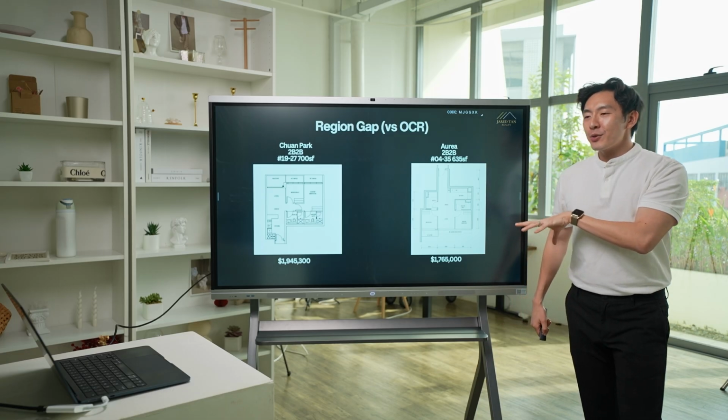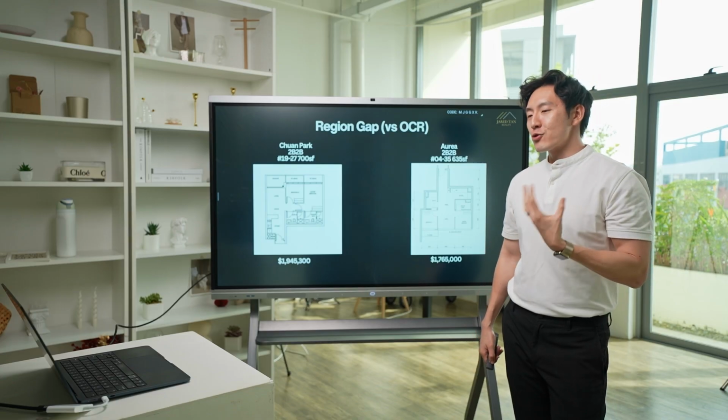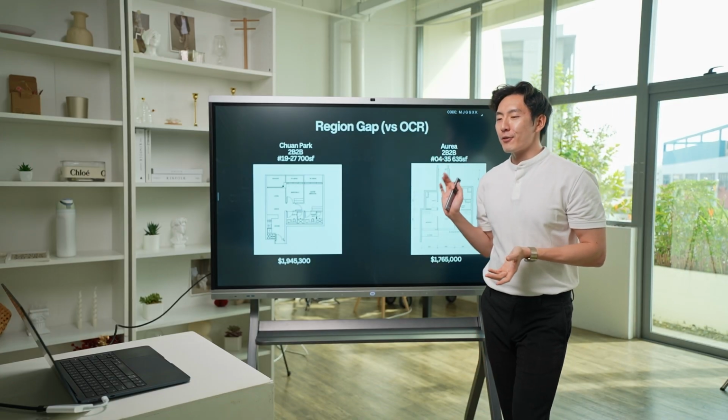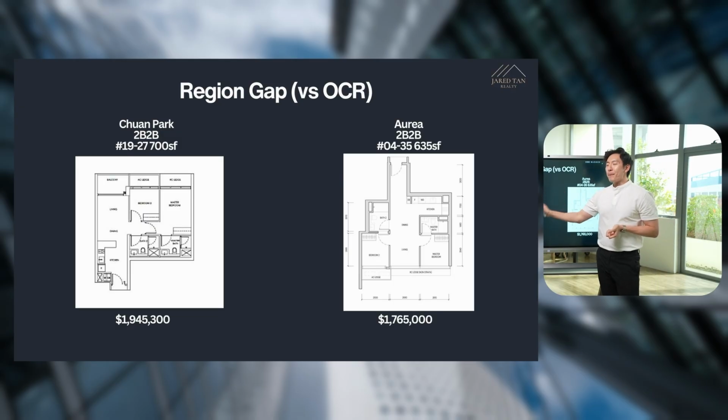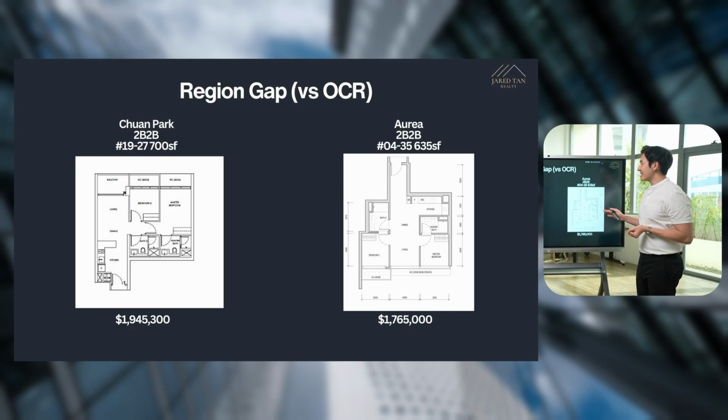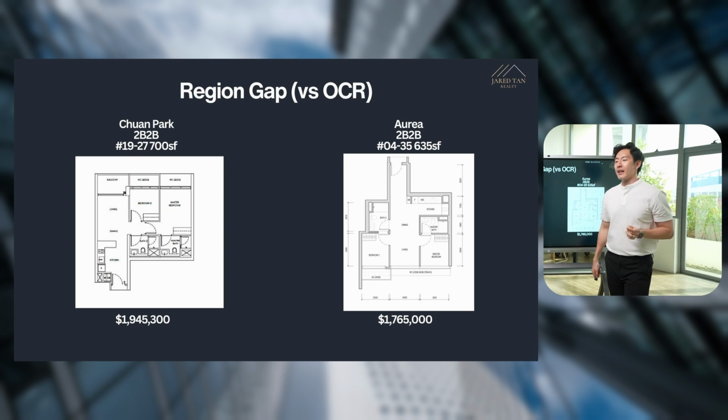This slide is showing you for the outskirts, we are comparing with Chuan Park. So in both scenarios here, I have a 2-bed, 2-bath product, but the entry price for Chuan Park is 1.9 mil versus a CCR product like Aura at 1.7 mil. So what that means is actually you have a 200K price quantum disparity difference, right?